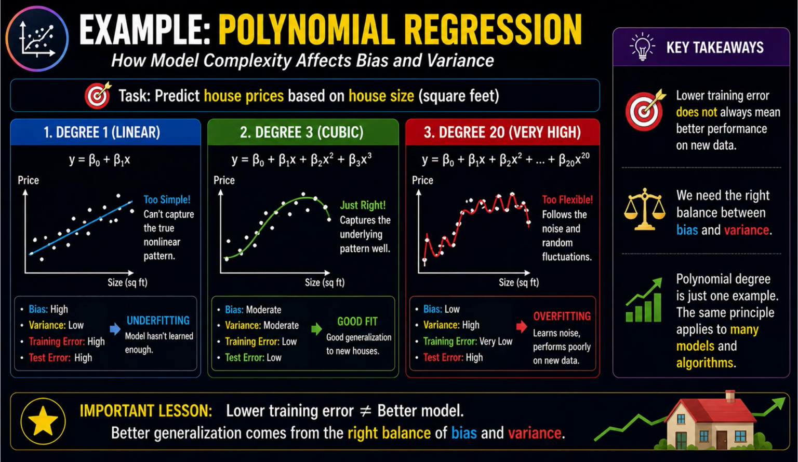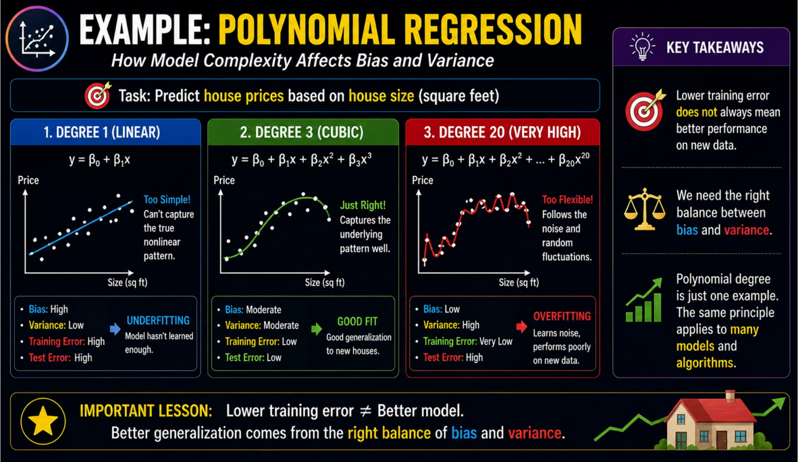Now, let's take an example of polynomial regression to understand how the model complexity affects bias and variance. The task is to predict house prices based on house size. So you could assume a degree 1 polynomial, given here: y is equal to beta 0 plus beta 1x. It's too simple. It cannot capture the nonlinear pattern. Next is degree 3, where we have y is equal to beta 0 and so on. This is just right, it captures the underlying pattern well.